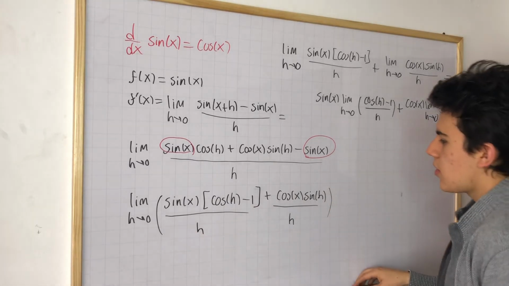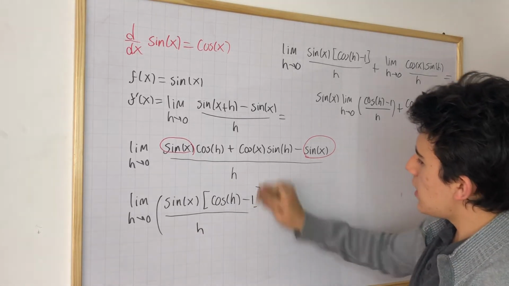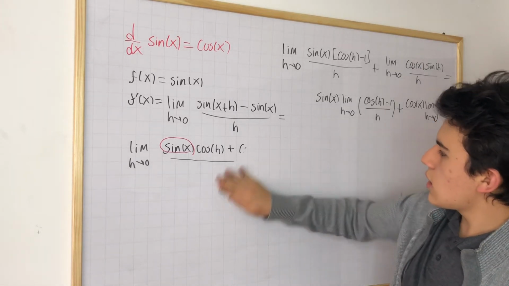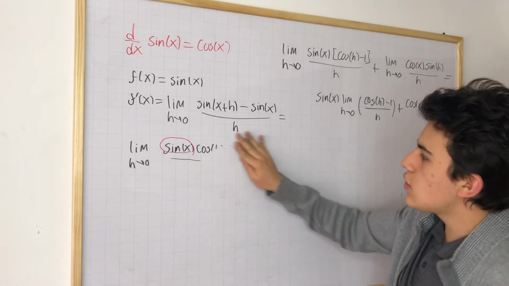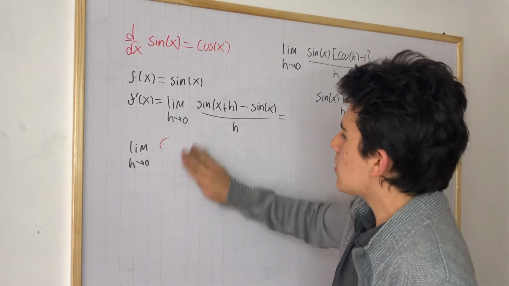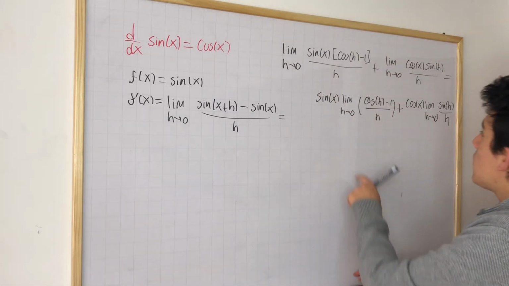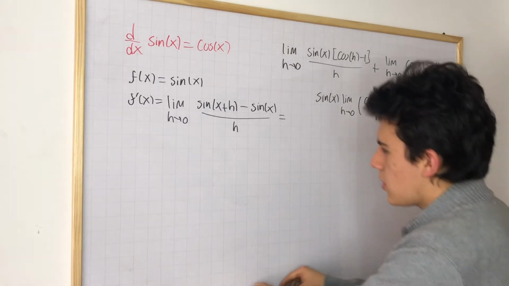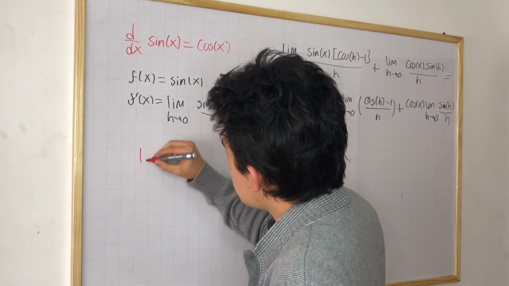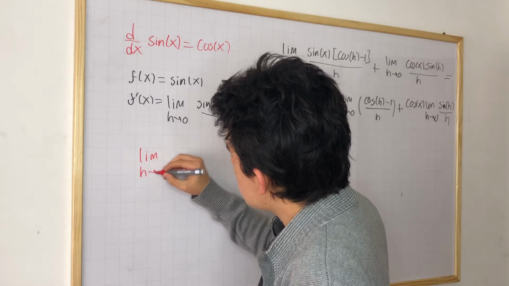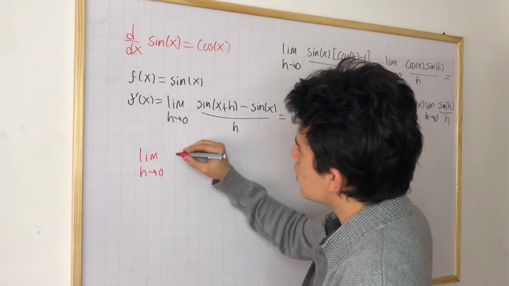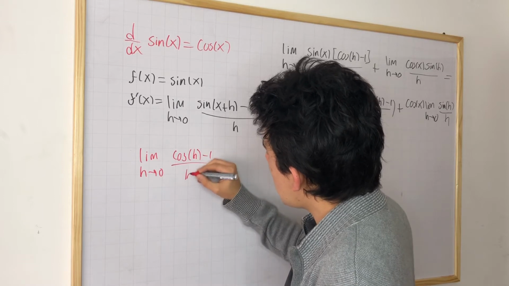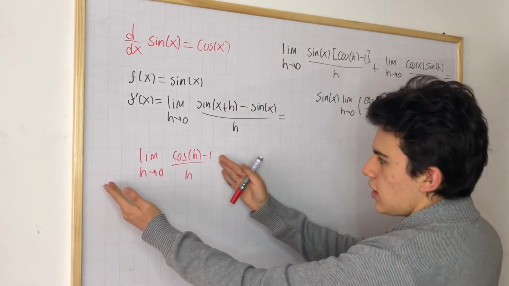Now I'm going to erase this part so we can have some more space. Now, what you can do right now for this part is you can just simply find the limits that you need to find. So, what is the limit, okay, so I'm going to write them here. What is the limit if we have h approaching 0 for the function cosine of h minus 1 over h? Now, let's try solving just this part.